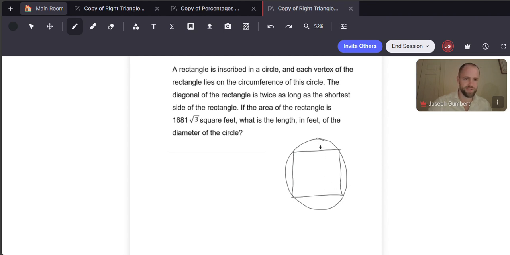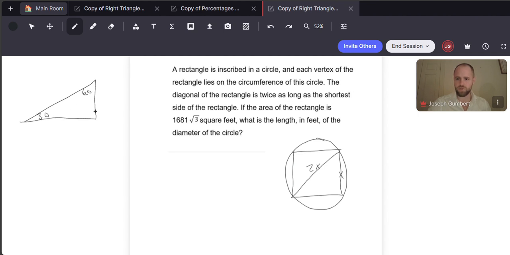And as you can see, my drawing's not very great. Doesn't really have to be. The first thing I want to note down is that it says that the diagonal of the rectangle is twice as long as the shortest side of the rectangle. So maybe we can get something like that, 2x to x. And then this 2x to x ratio, or this 2 to 1 ratio, rather, should immediately signal to me that we're dealing with a 30, 60, 90 triangle.